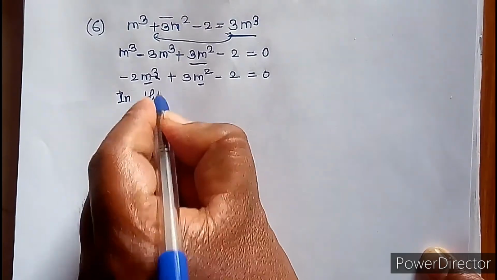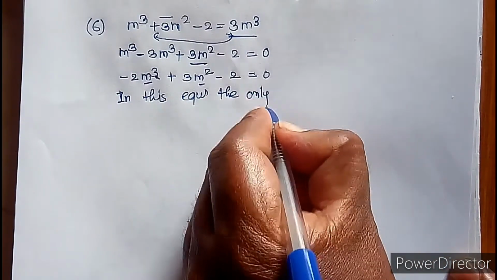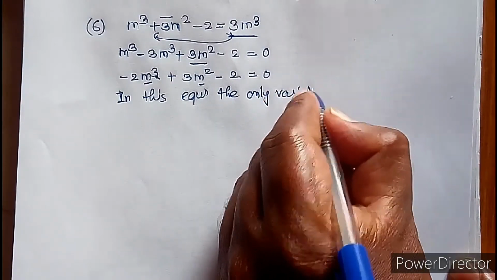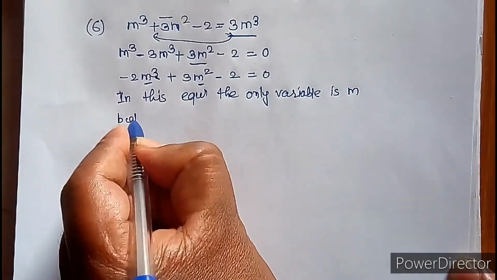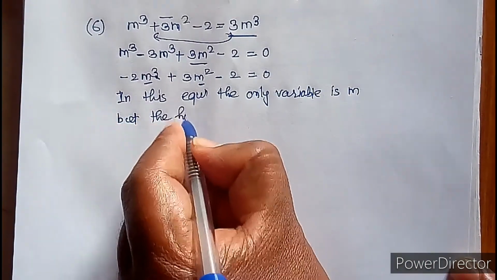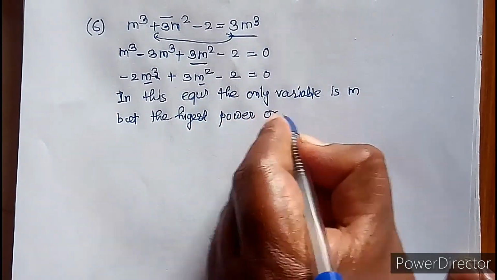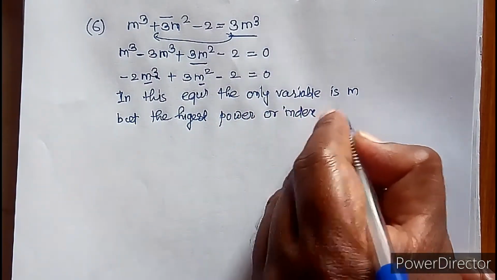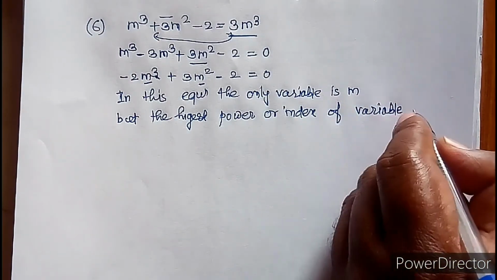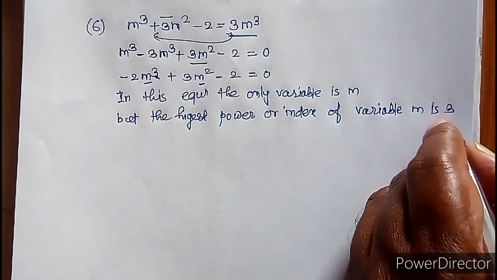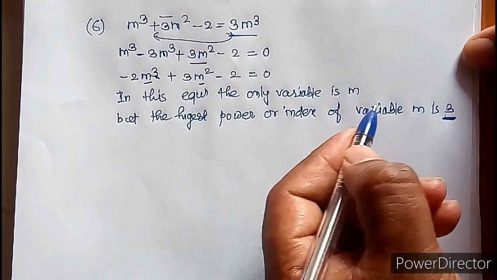In this equation, the only variable is m, but the highest power or index of variable m is 3. If 2 is the highest power, then it is a quadratic equation.